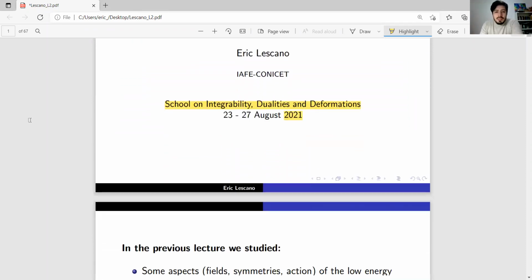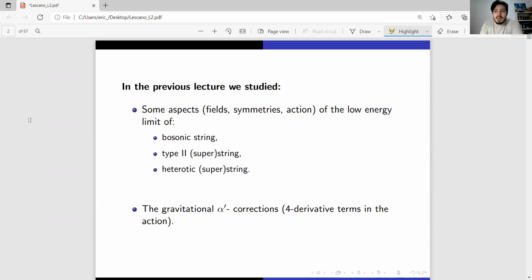Well, I'm going to start by reviewing some topics from the previous lecture. In the previous one, we studied the low energy limit of closed string field theories. We focused on fields, massless fields, and symmetries, and we found the action. We described the bosonic string, type 2 superstring, and the heterotic superstring.